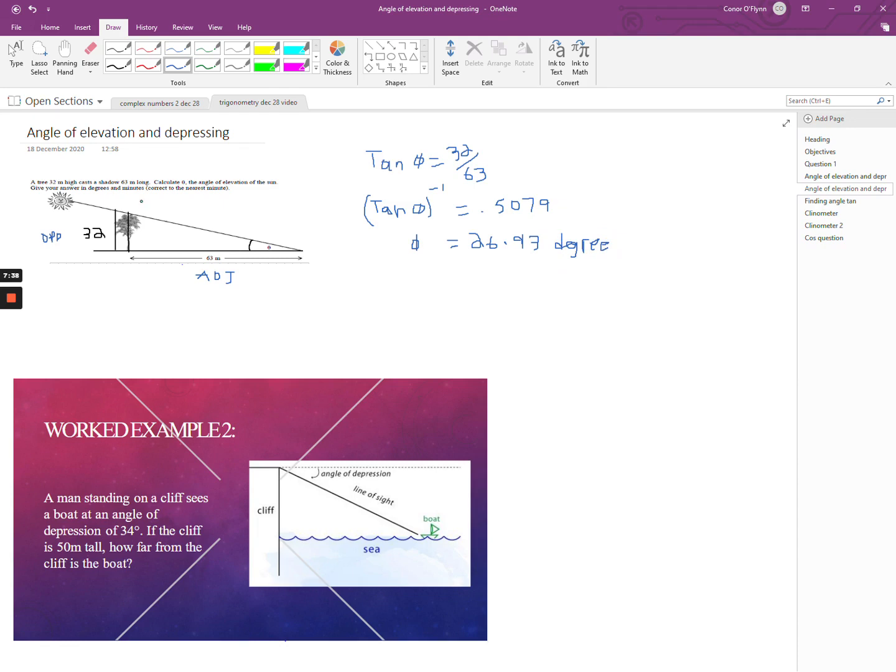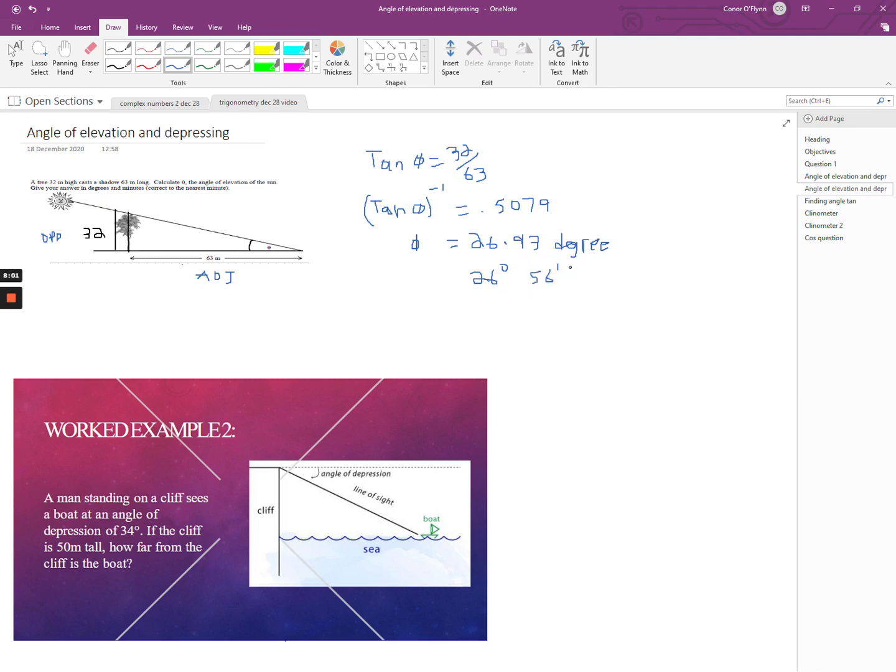Okay, so they're saying to the nearest minute. Well, we know that there are 60 minutes in a degree, so you can do 60 multiplied by 0.93, and that'll be 56. So 26 degrees, that's 56 minutes if you want to round it up.